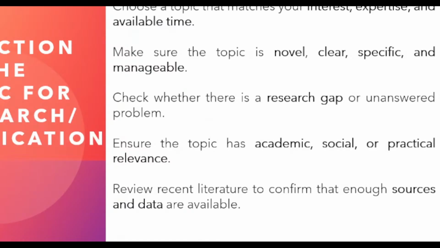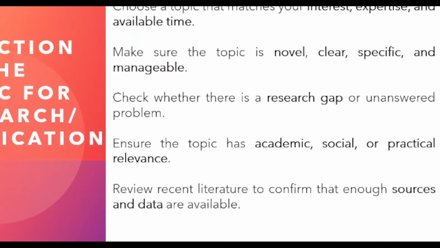Or if at all we are talking about, I don't know how many of you know, suicide rate is increasing in India, especially among young adults. Now, can you think about that? Or check whether it's a research gap or unanswered problem. That's why I said, don't work on job satisfaction, don't work on stress, because there's no gap at all, it's all worked out. Enough.